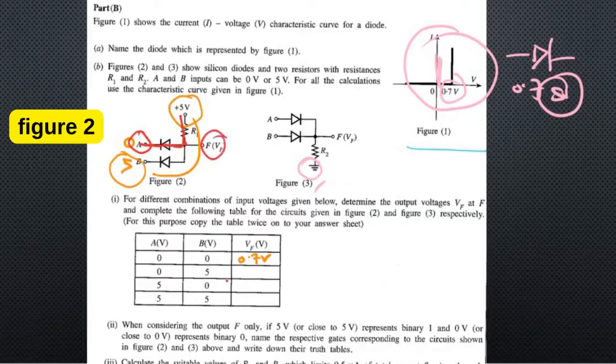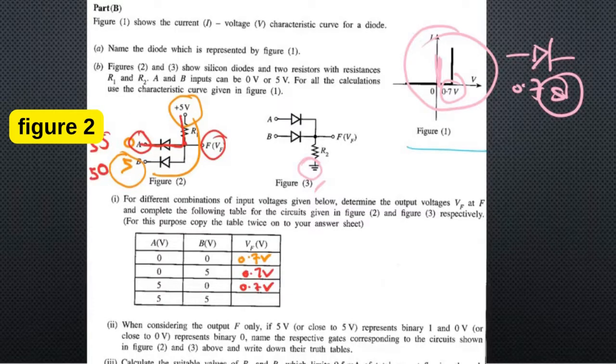So F output will read 0.7 volt. In the second scenario, when this is 5 and this is 0, the same thing will happen, student. So this also will read 0.7. Now what will happen when this is 5 and 5?